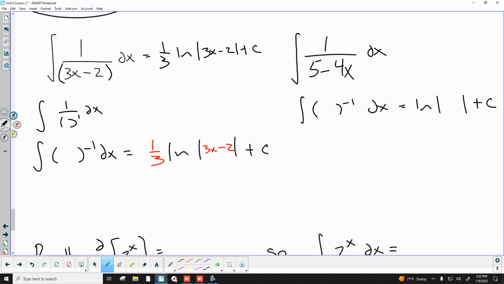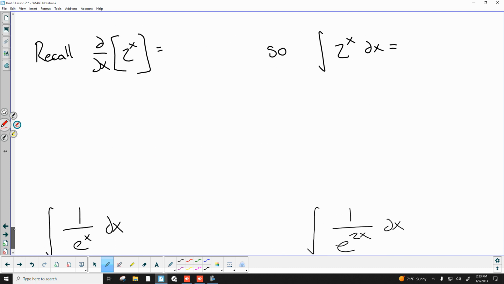All right, so we get log absolute value. What starts in the parentheses stays in the parentheses. And then we have the negative 1/4. Great. All right, now they get even trickier.